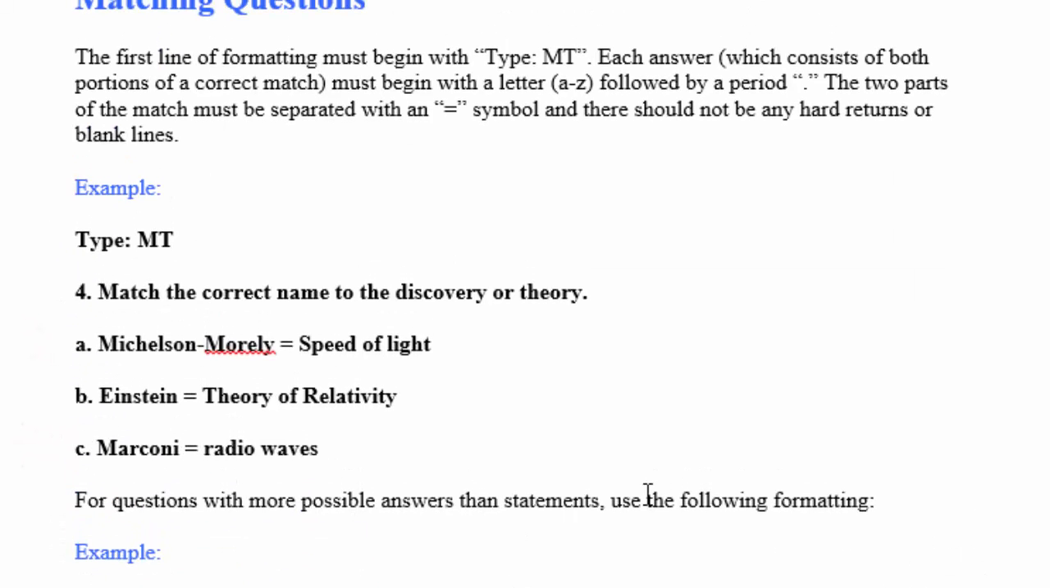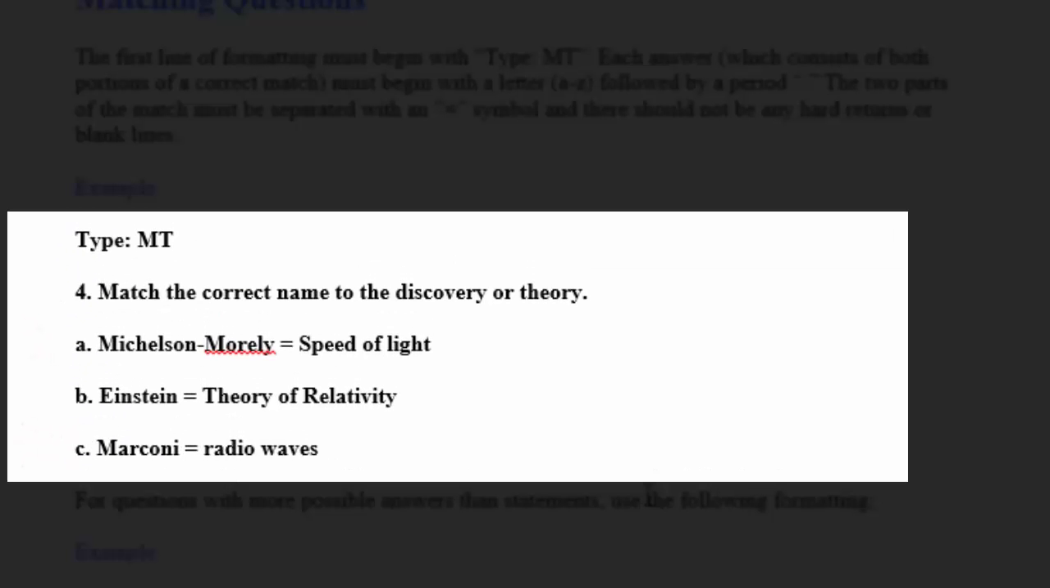Lastly, I'm going to go over matching questions. Matching questions must begin with the type MT. So just like we typed in type E before the essay question, here you have to type in the words type MT. And then you click enter once on your keyboard and start typing your question. Remember to precede it with a number, a period, a space, and then the text.